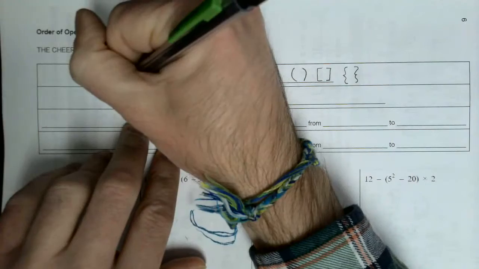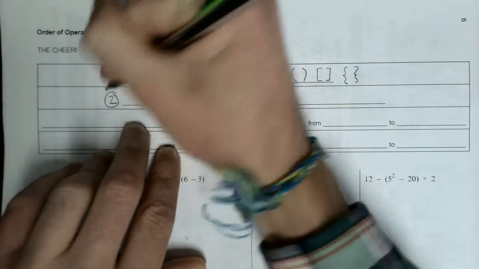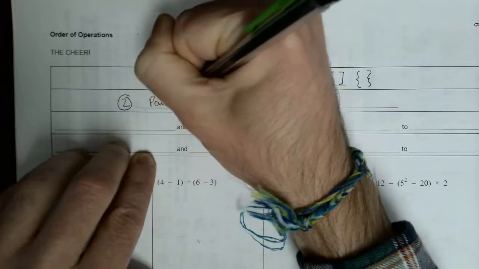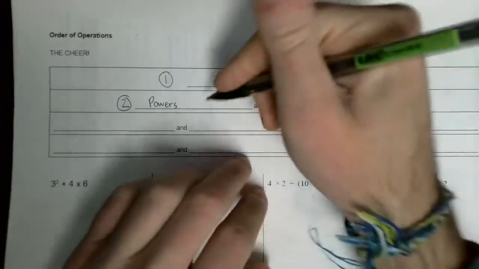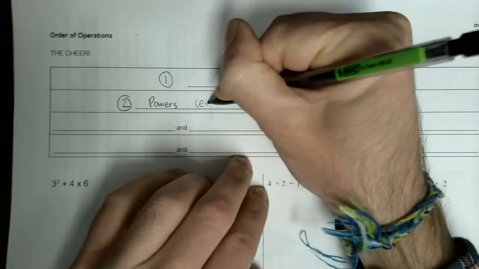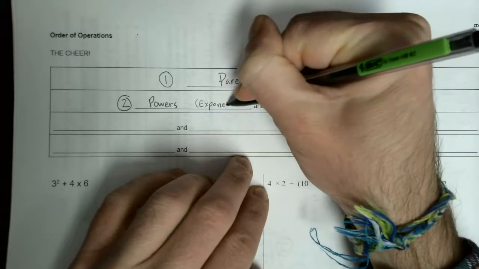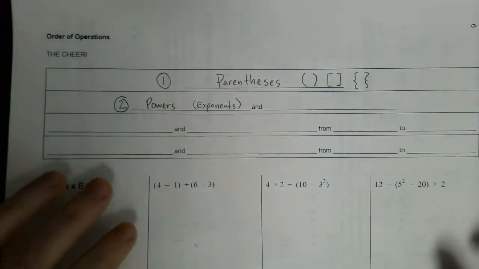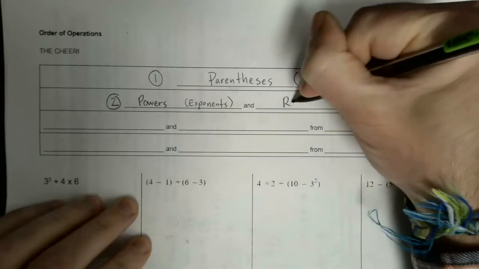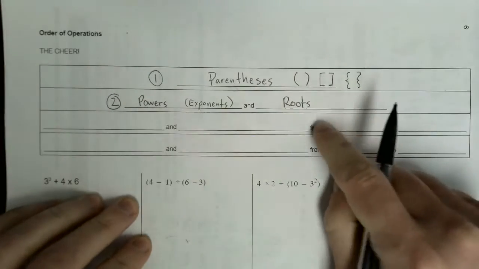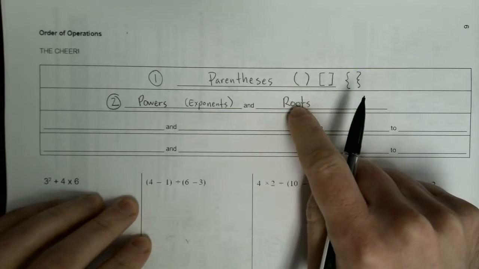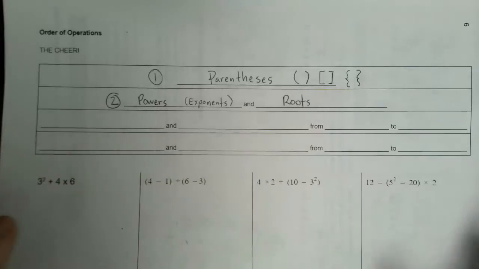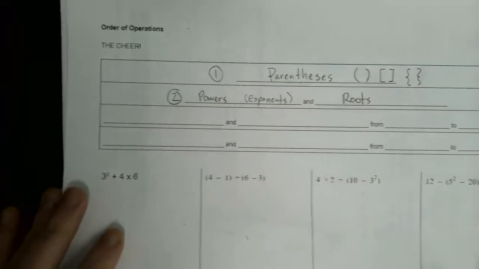And then step 2, powers, which are like exponents. We'll just put that in parentheses, very small. We won't say the word exponents in our cheer, but we'll put that in there just so we know what that means. And roots. Now roots you won't use until 7th grade, but it's good to have it in the cheer just so you're ready for next year. So parentheses, powers and roots. You're going to look for either, but really only powers this year.